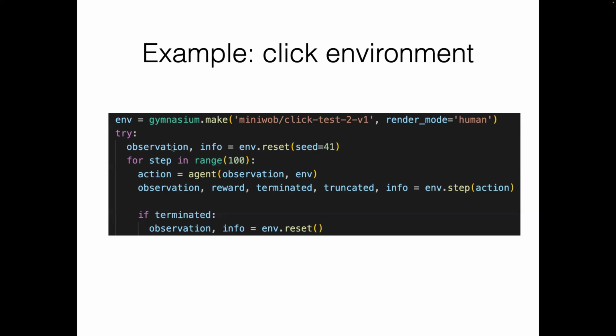And then you could basically get the observation. You can have some agent which takes in the observation. Here it's also taking in the environment just so that it can get things like the size of the screen and things like that. It gives you an action, and then you provide it to the environment, and it gives you some new observation. It could give you a reward. It could tell you whether it's terminated or not.